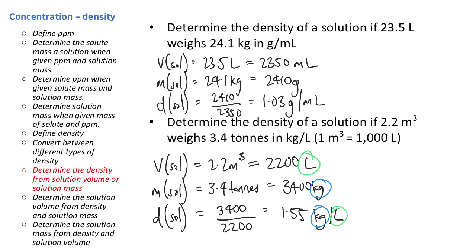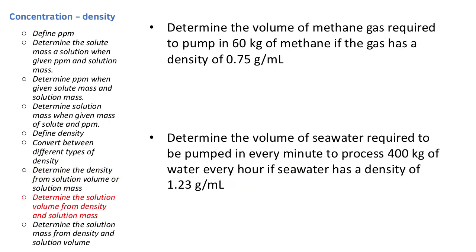Let's move on. Okay, so determine the volume of methane gas required to pump in 60 kilograms of methane if the gas has a density of 0.075 grams per mil. Okay, so what's that one then? So the M of methane is equal to 60 kilograms. That's how much we need. However, I need that in grams, so that's 60,000 grams. Because I need it in grams per mil, because I have to match the unit inside the density value.